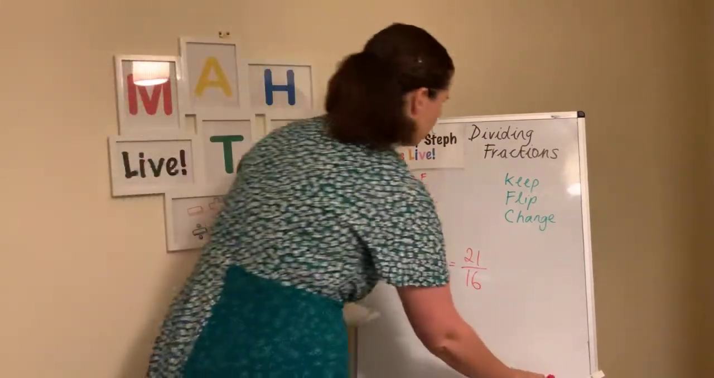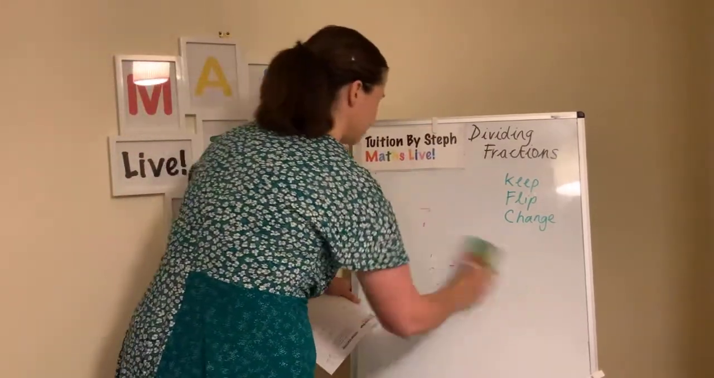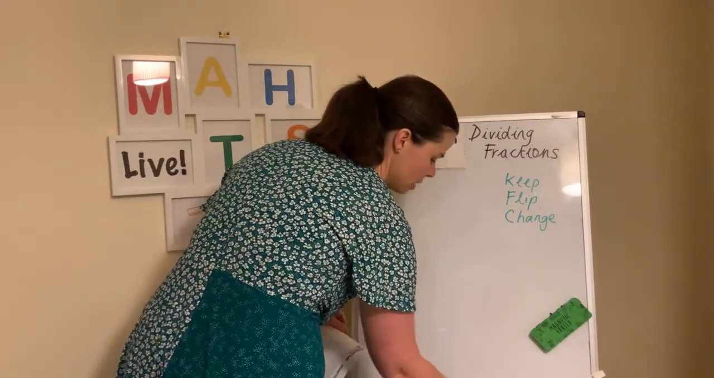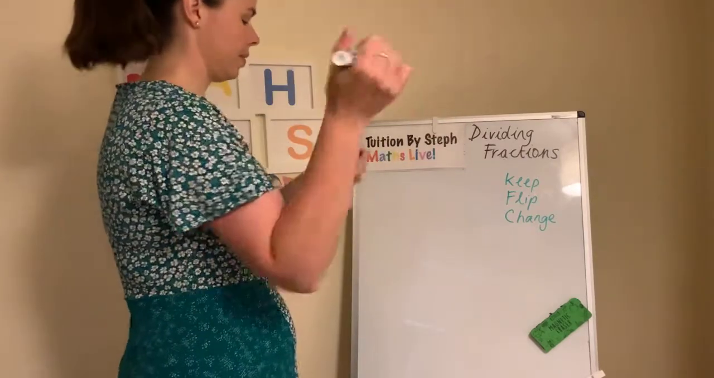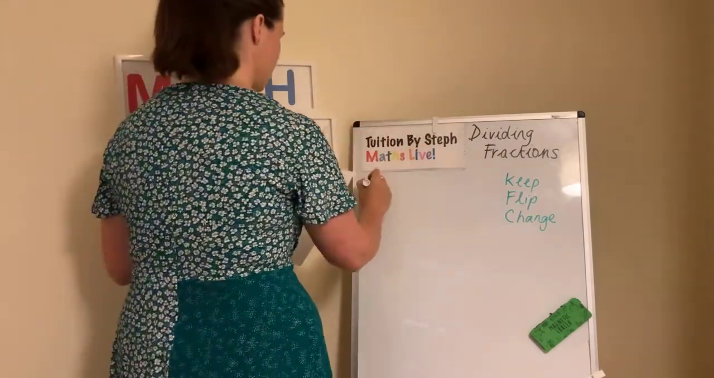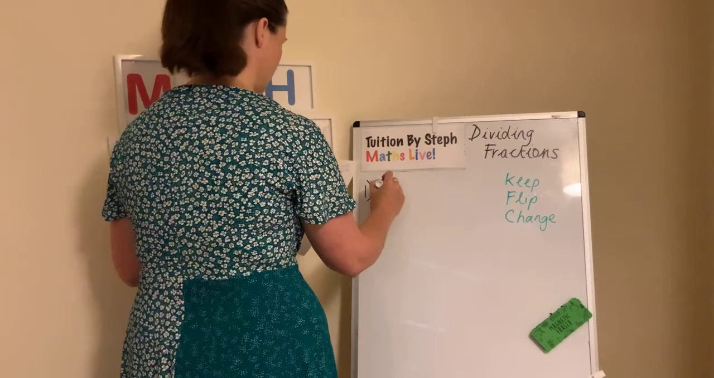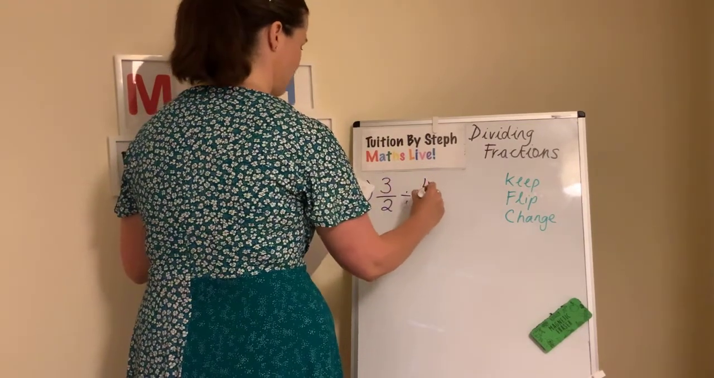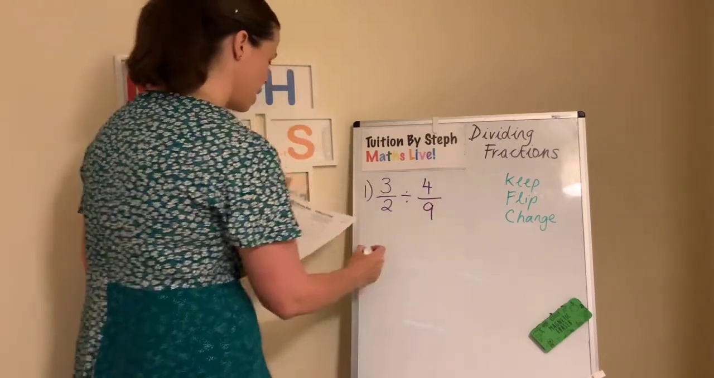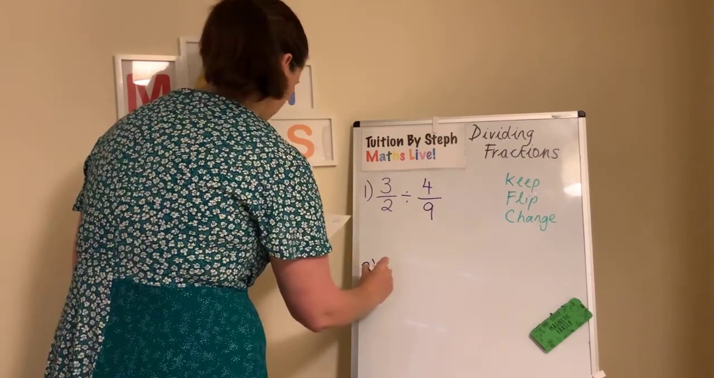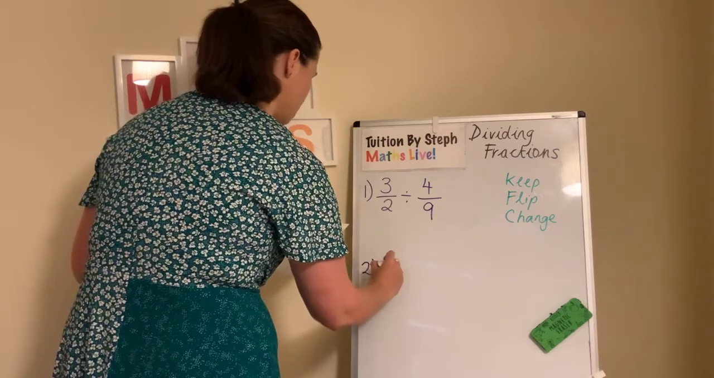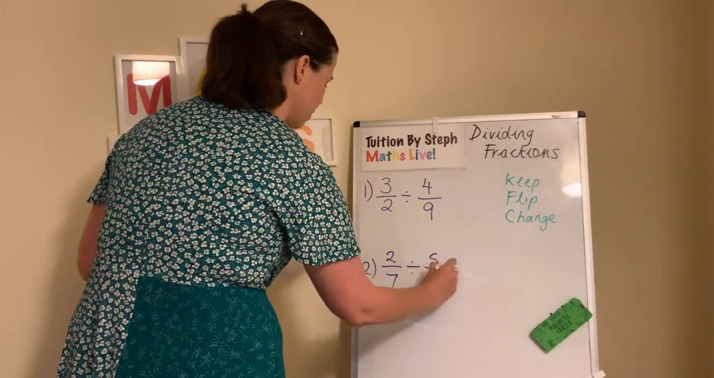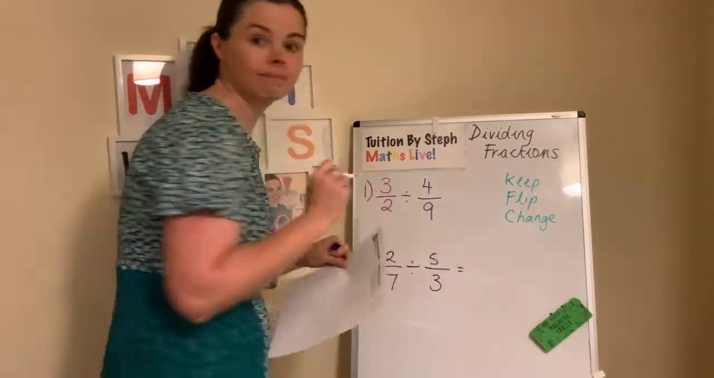Right, it's your turn now. So I'll keep that up there, and keep, flip, change. Let's have a look. So here are your 2 questions. 3/2 divided by 4/9. And your second question is 2/7 divided by 5/3. Have a go at those.